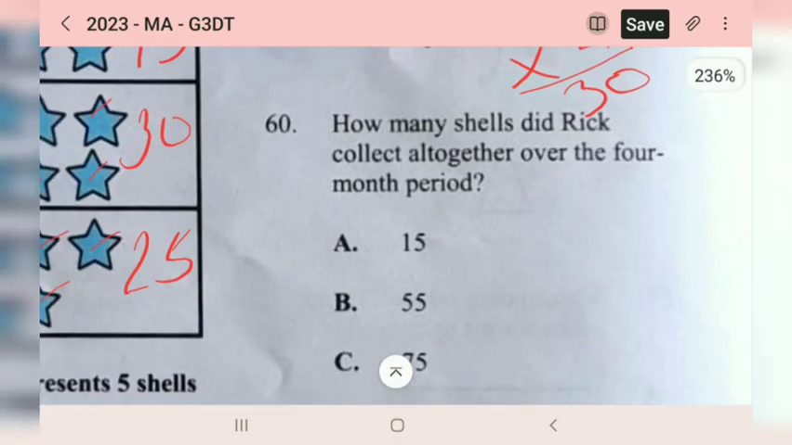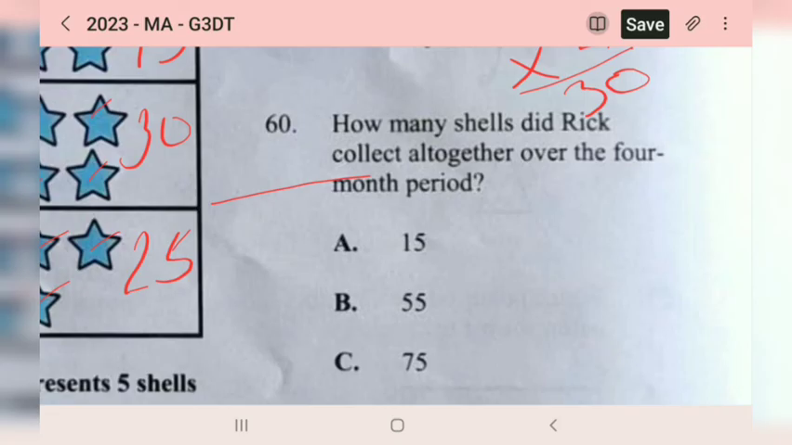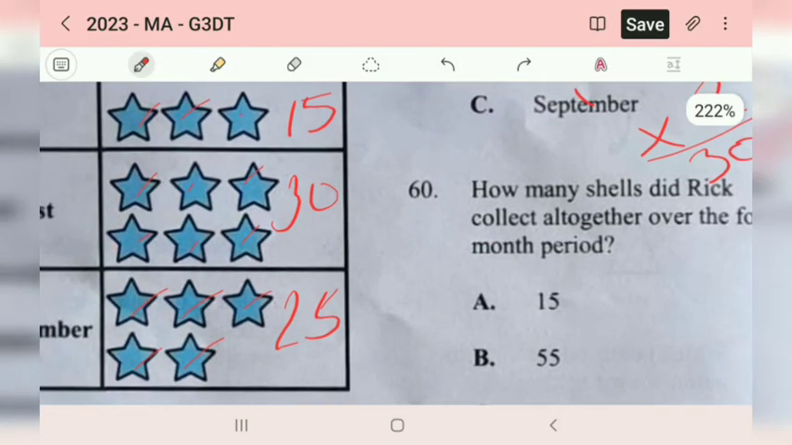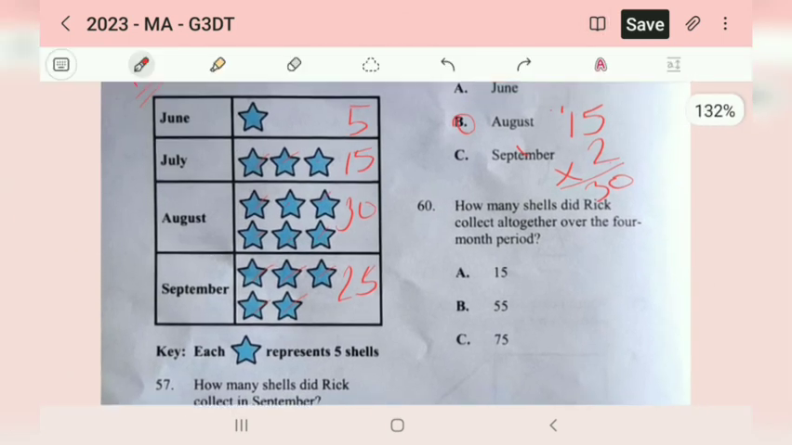60. Do your drum roll. How many shells did Rick collect all together? We know it's 75 over the 4-month period, but don't bank on that because they could switch the question around a little. Over the 4 months, how many shells did he collect? So let's add them up. 5 plus 5 is 10 and 5 is 15. Rename the 1. 1 and 1 is 2. 2 plus 3 is 5. 5 plus 2 is 7.